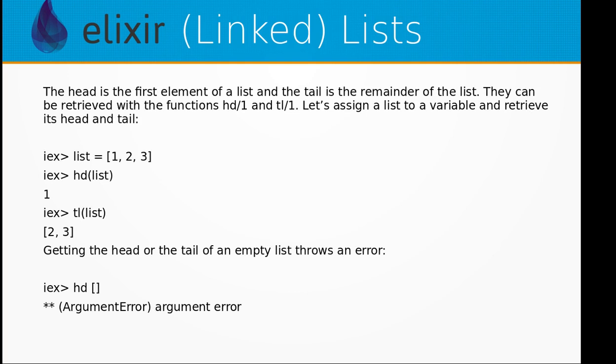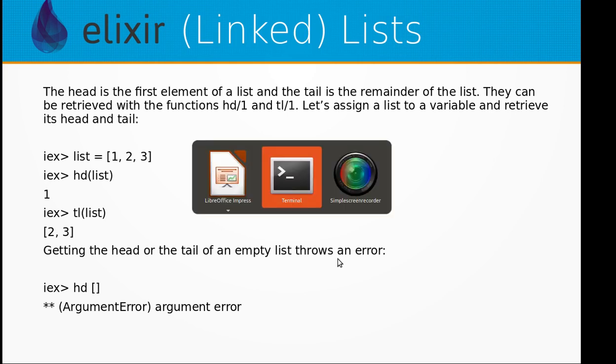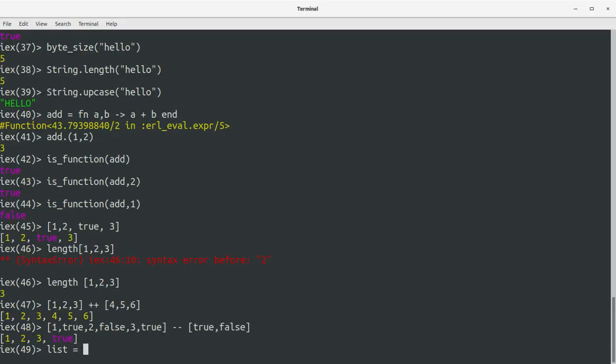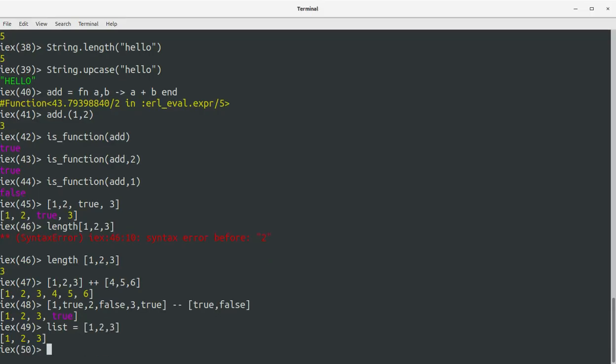The head is the first element of a list and the tail is the remainder of the list. They can be retrieved with the functions hd and tl. Let's assign a list to a variable and retrieve its head and tail. So let's define a list 1, 2, 3.